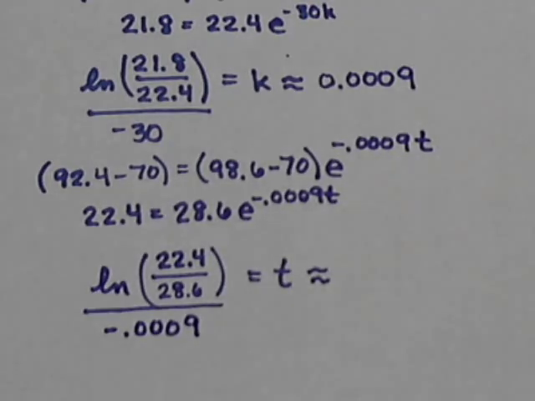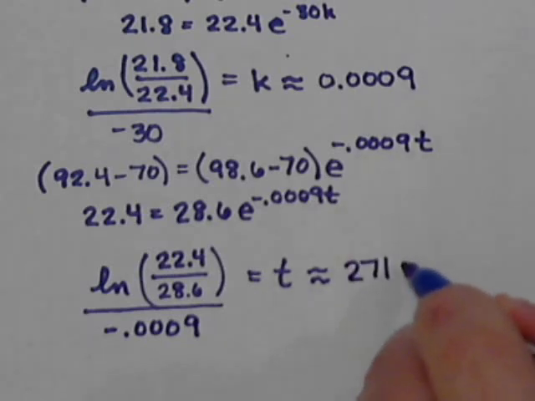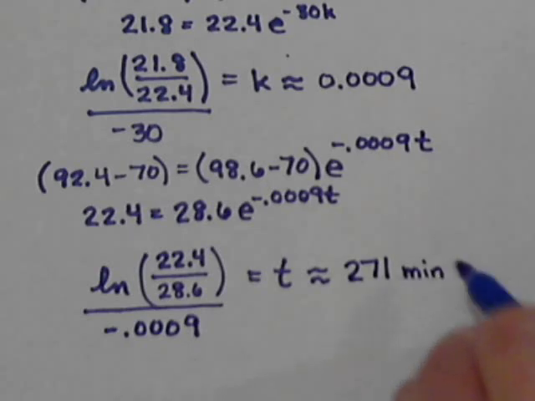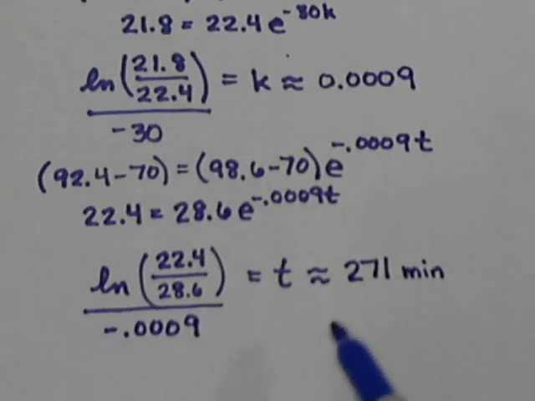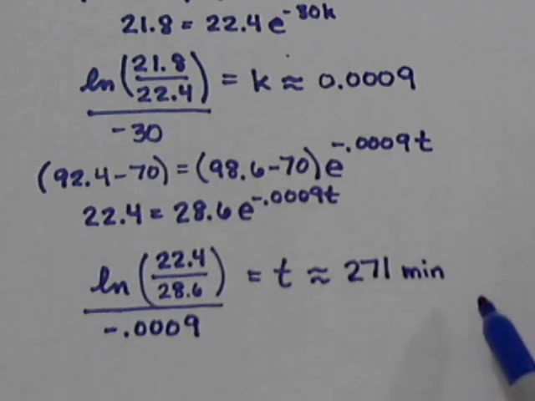Okay, now we go to the calculator again. ln of 22.4 divided by 28.6, close parentheses, divide by negative 0.0009. And we get t to be about 271 minutes. So by the time the coroner found the body, it had been there 271 minutes.